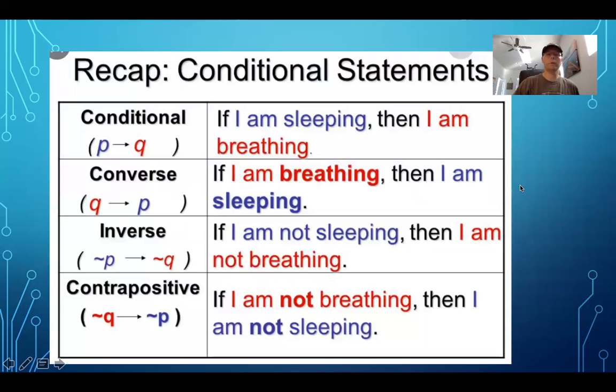Just to recap, conditional statements are these P implies Q statements. If P, then Q. So if I am sleeping, then I am breathing. But if we turn it around, we have the converse. If we flip the if and the then, if I am breathing, then I am sleeping. That would be the converse. The inverse is when we take and negate the if and also the then. If I am not sleeping, then I'm not breathing. And the contrapositive is if we turn the original statement around and negate both. If I'm not breathing, then I'm not sleeping. So remember those. That was in the last lesson. We're going to play with those a little bit today.